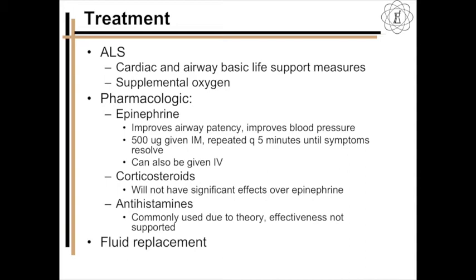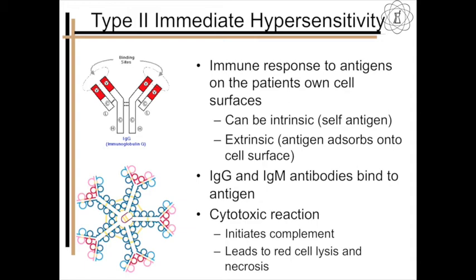So the second type of hypersensitivity is what we consider to be the type 2. This one, as you can see, IgG and IgM antibodies are what we're talking about. Same general idea, but in this case, the immune response is based on antigens on a patient's own cell, which means it can either be the immune system fighting off your own self, intrinsic, or your own body tissues become the self-antigen.